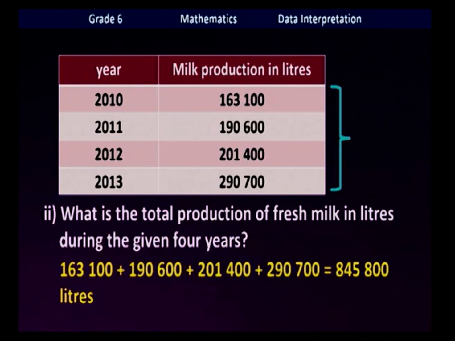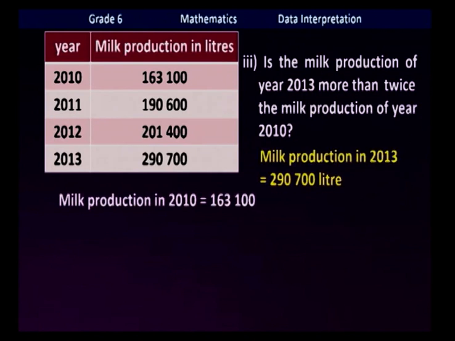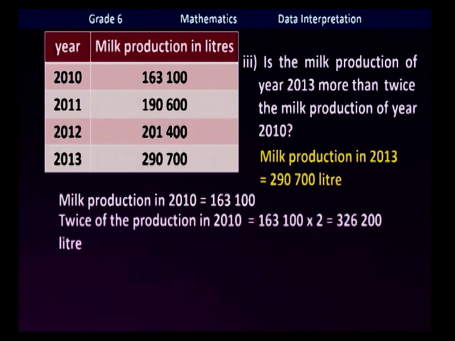Is the milk production of year 2013 more than twice the milk production of year 2010? Milk production in 2013 is 290,700 liters. Milk production in 2010 is 163,100 liters. We have to multiply it by 2. Then let's see, after multiplying it by 2, the answer is 326,200 liters.